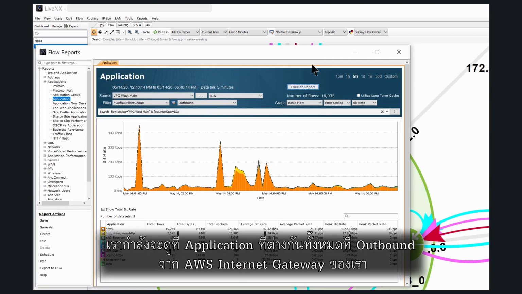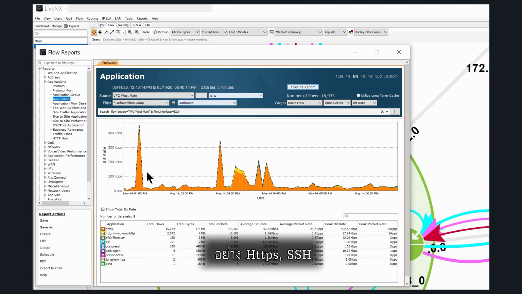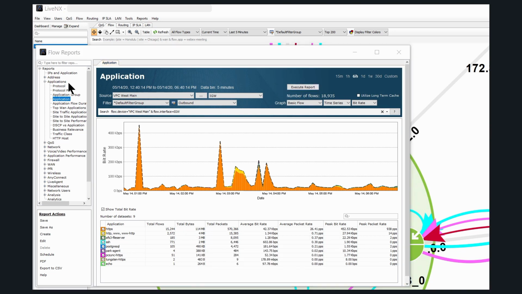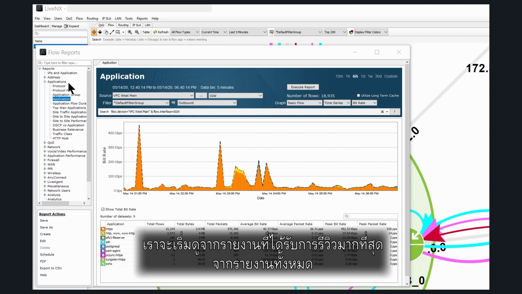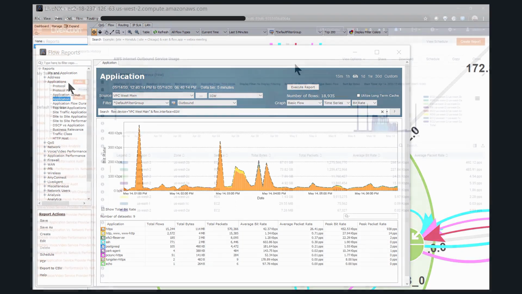So here we can look at all the different applications that are outbound from our AWS Internet Gateway, things like HTTPS, SSH, and things like RDS PostgreSQL services. So this is a 6-hour snapshot. So let's take a look at it from a monthly view in a different report.